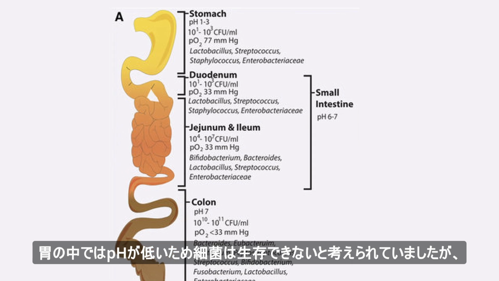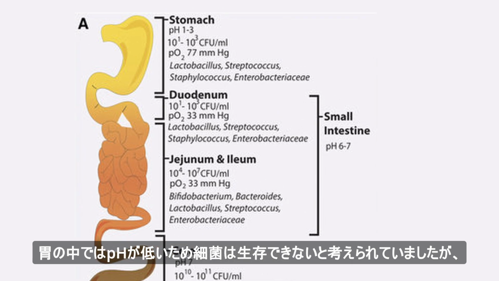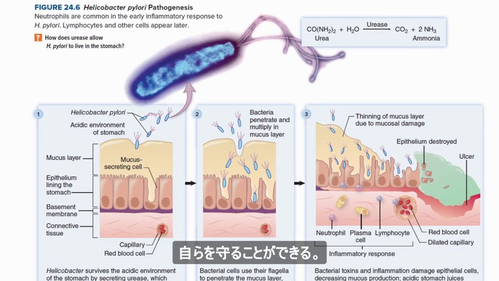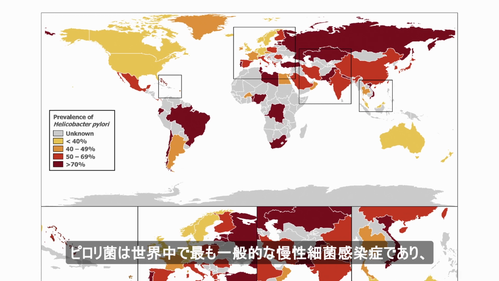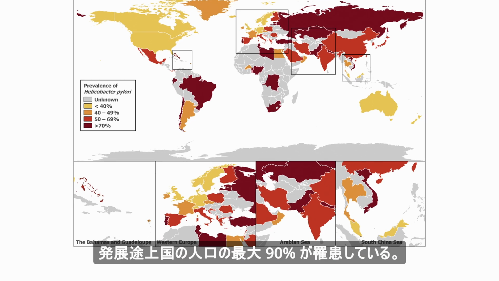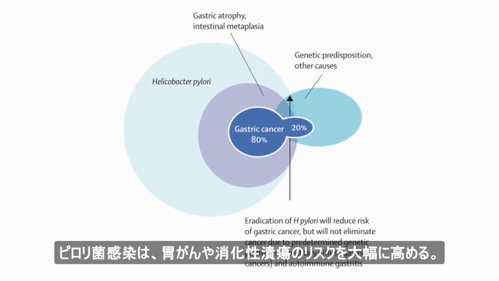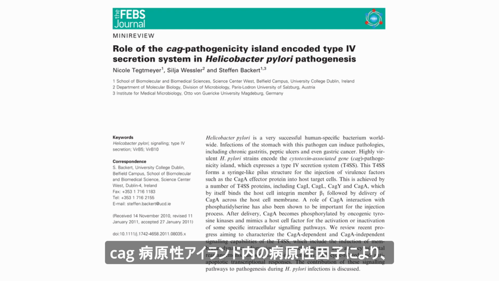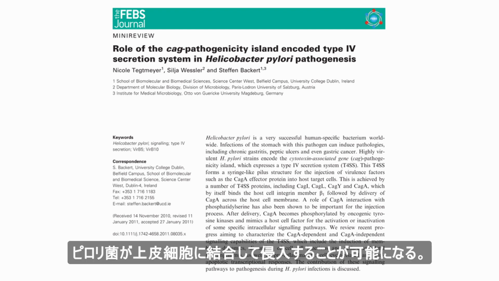It was thought that bacteria could not survive in the stomach due to the low pH, but Helicobacter pylori is able to protect itself by penetrating the thick mucous lining of the mucosa. H. pylori is the most common chronic bacterial infection worldwide, affecting up to 90% of the population in developing countries. H. pylori infection greatly increases the risk of stomach cancer and peptic ulcers. Virulence factors within the CAG pathogenicity island allow H. pylori to bind to and enter epithelial cells.